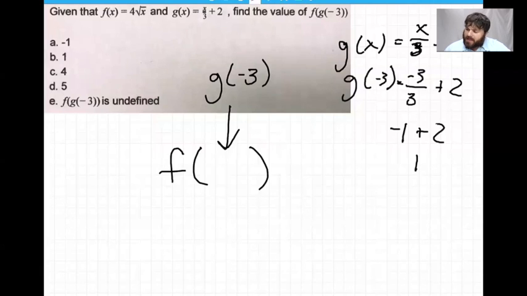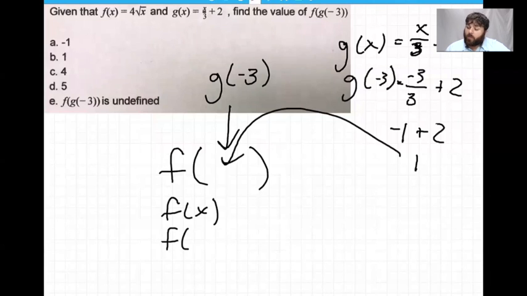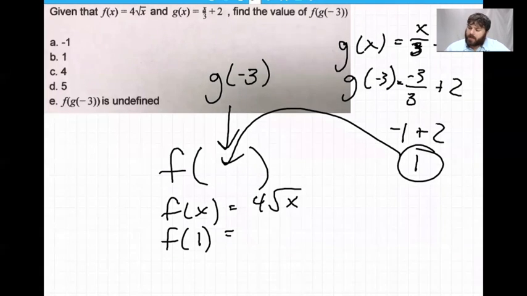So then I want to take that and I want to shove it inside of f of x. So instead of f of x, I want to actually find f of 1. Whatever number you get back from g of negative 3. All right, so this is pretty simple. f of x is 4 times the square root of x. f of 1 would be 4 times the square root of 1. The square root of 1 is 1, so 4 times 1 is 4.